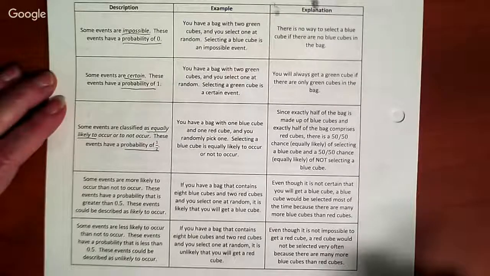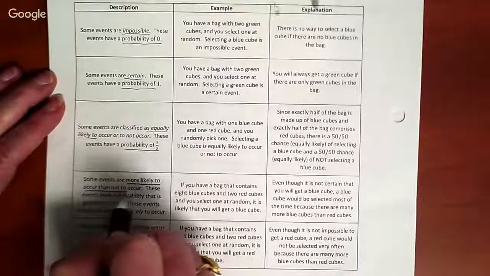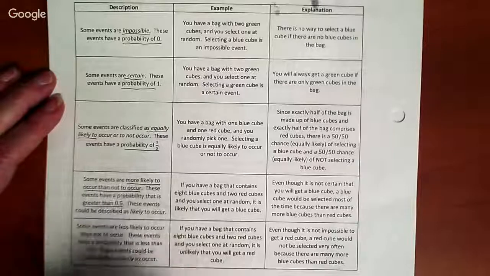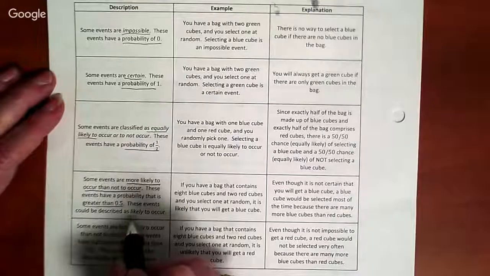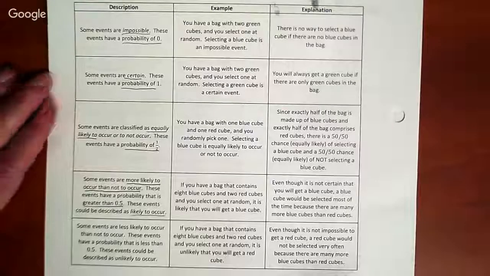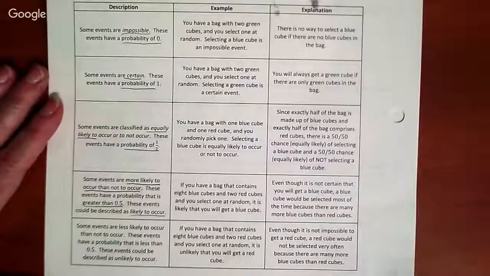Some events are more likely to occur than not occur. These events have a probability that is greater than 0.5. These events are likely to occur. If you have a bag that contains 8 blue cubes and 2 red cubes, and you select one at random, it is likely that you will get a blue cube. Even though it is not certain that you will get a blue cube, it would be selected most of the time because there are many more blue cubes than red cubes.